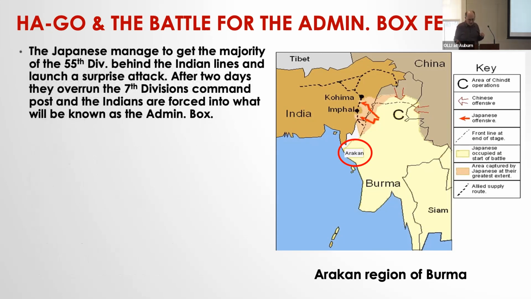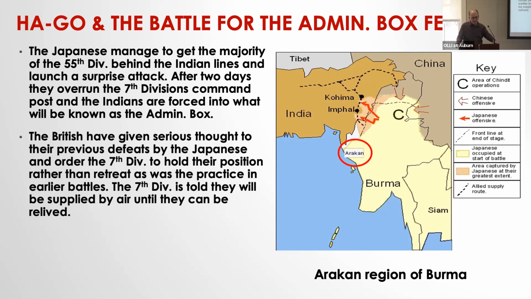So the Japanese do get the 55th Division behind the 7th Indian Division, and it's going quite well. After a couple of days of fighting, they actually capture the command post of the 7th Division, and they're now going to be forced into an area that's referred to as the admin box. This is a relatively famous battle in British Indian Army history.